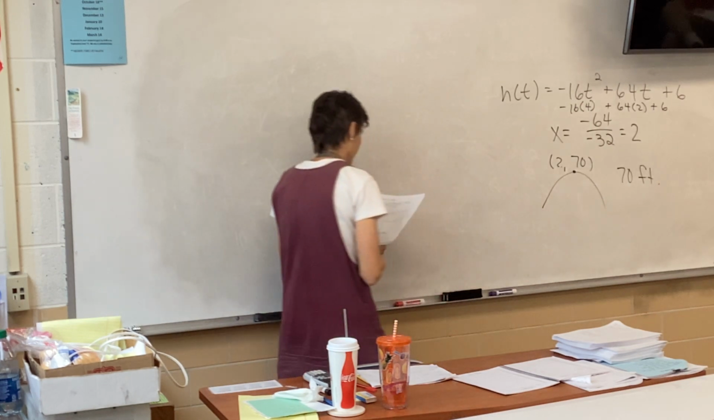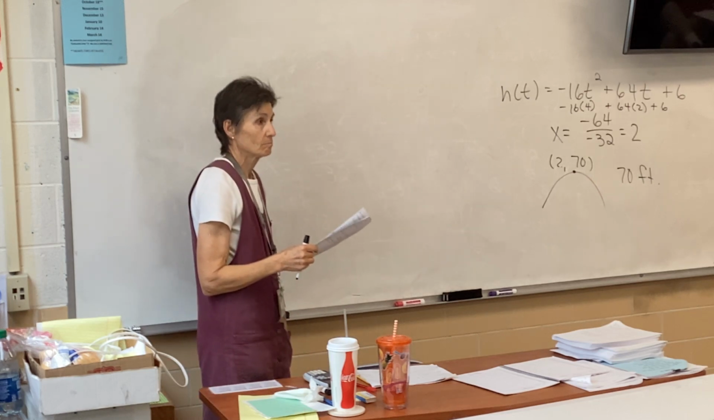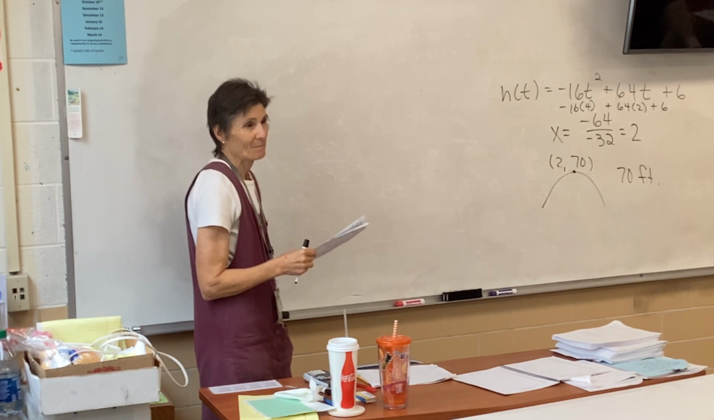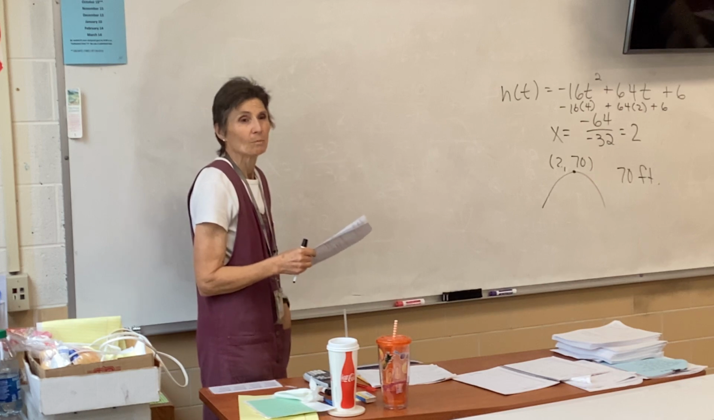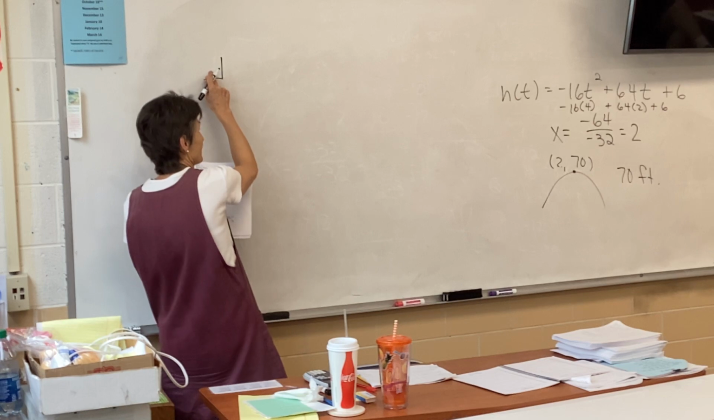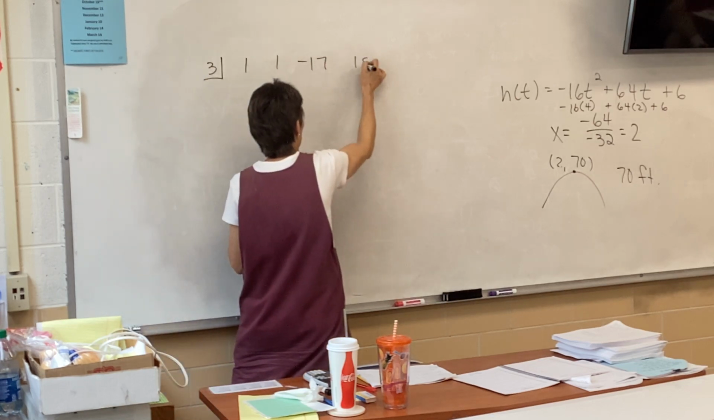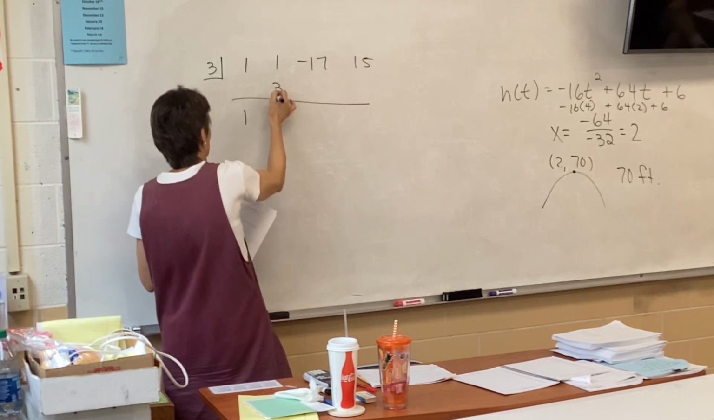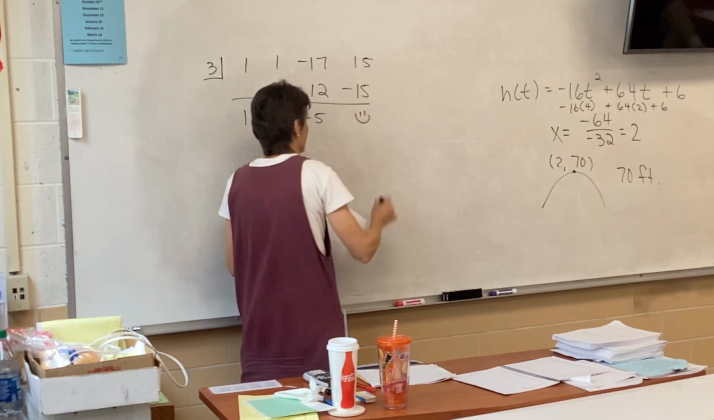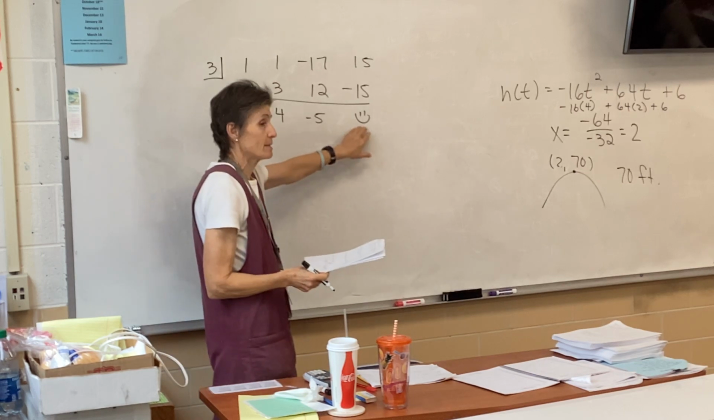All right, here we go. If this is a factor of this, find the other factors. We just did this, who remembers, what are we gonna do? What's our strategy? We're gonna divide. And for problem number 2, what's gonna go in the box? Positive 3. 1, negative 17, 15. When it says this is a factor, you better get a 0.